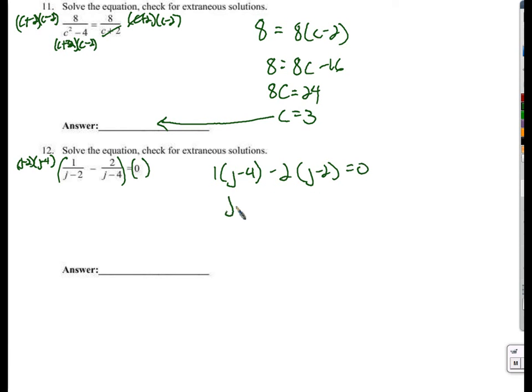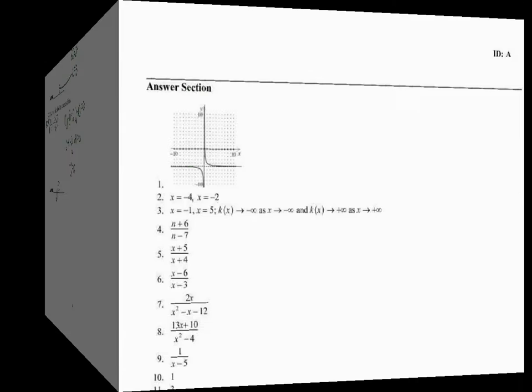So we get j minus 4 minus 2j plus 4 equals 0. J minus 2j is negative j. Negative 4 plus 4 is 0, so negative j equals 0, so positive j equals 0. I believe that's all. That is all.